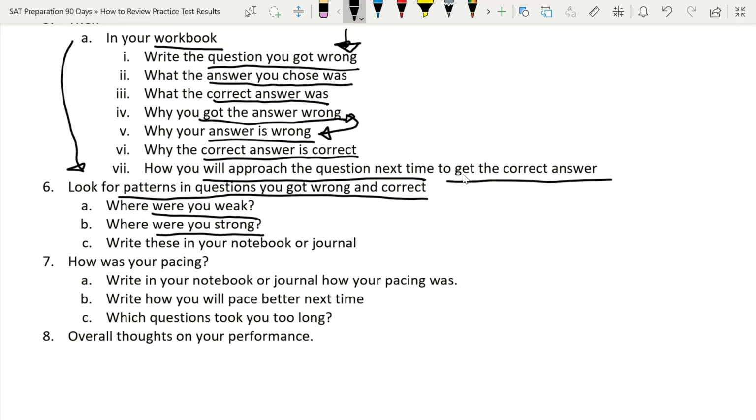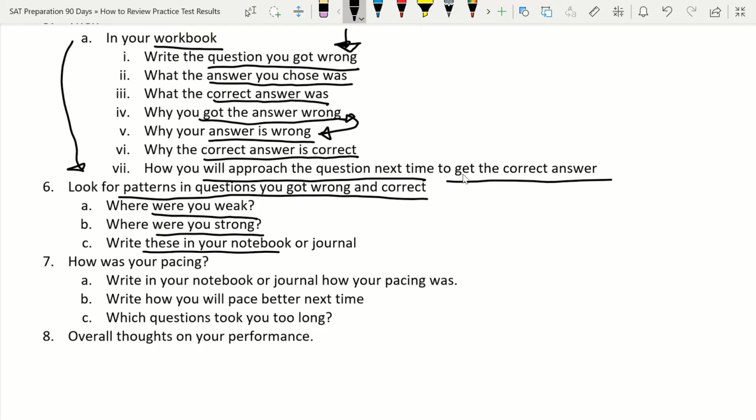Also look at question types. Let's say that maybe you're really weak at finding evidence. Go work on finding evidence then. Let's say that maybe you're really strong at algebra, but you're not very strong in geometry. Okay, then go work on geometry and leave the algebra alone for a little bit. Okay, so identify where you're strong, where you're weak.